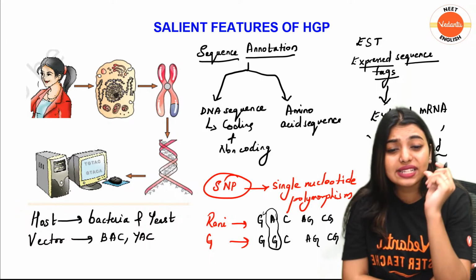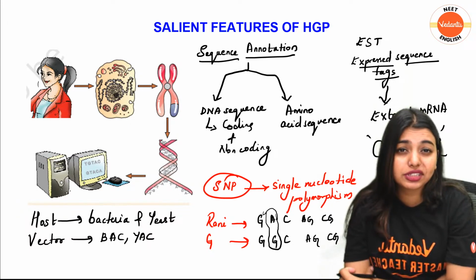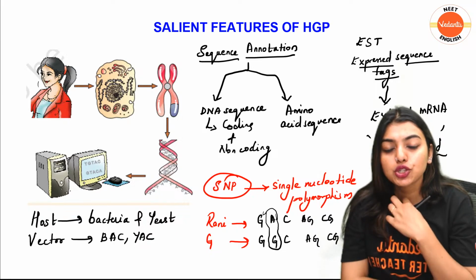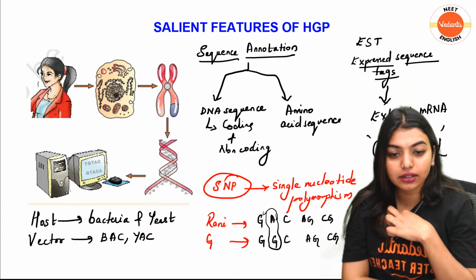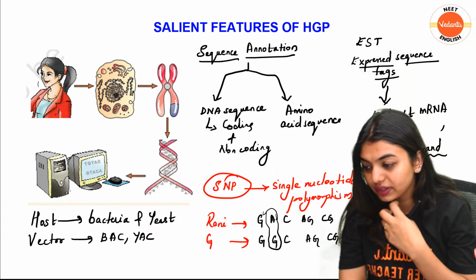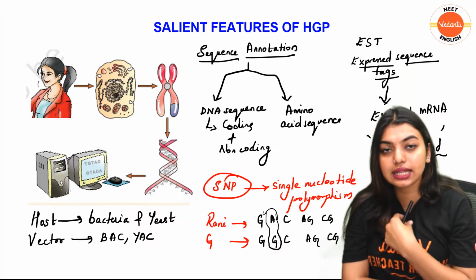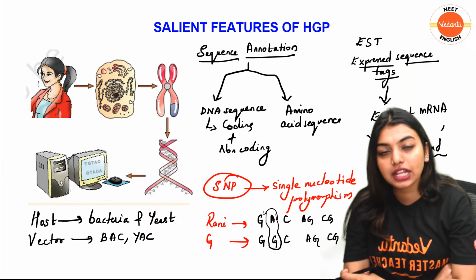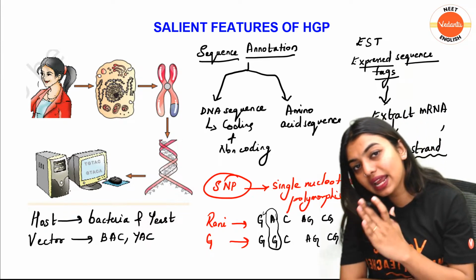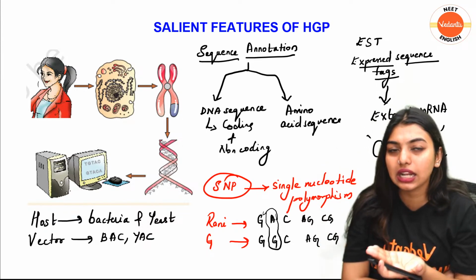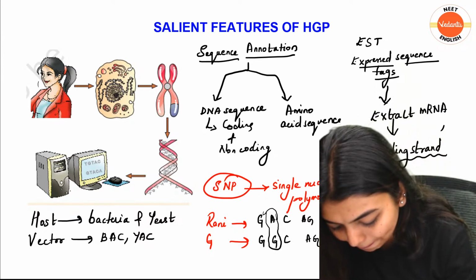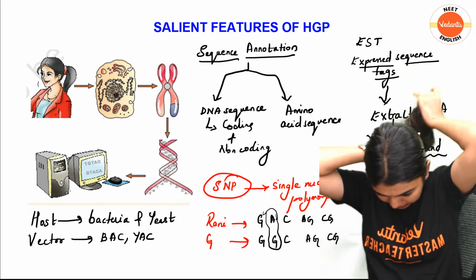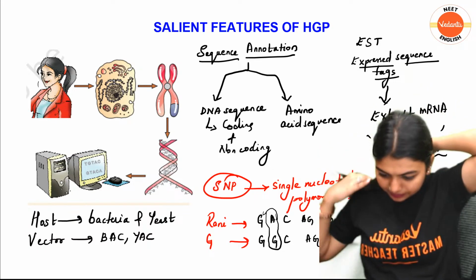That is called single nucleotide polymorphism, because of which you get things like point mutation. Sickle cell anemia is because of one small change in the nucleotide: the HbA gene is replaced by the HbS gene, because of which sickle cell anemia is caused.